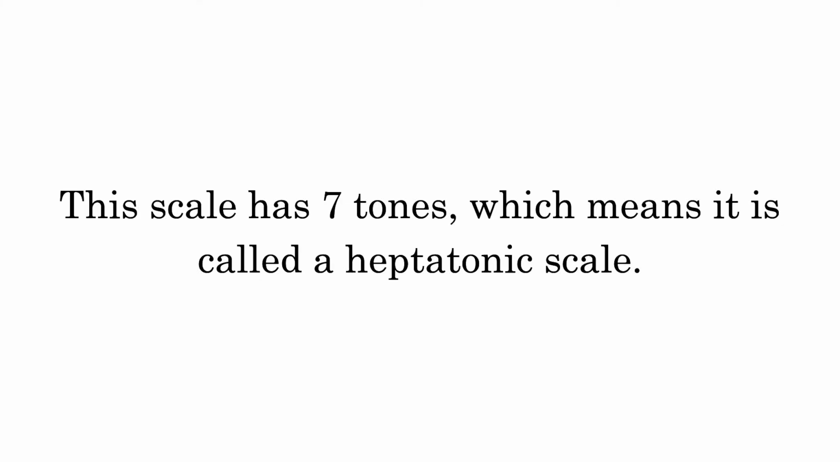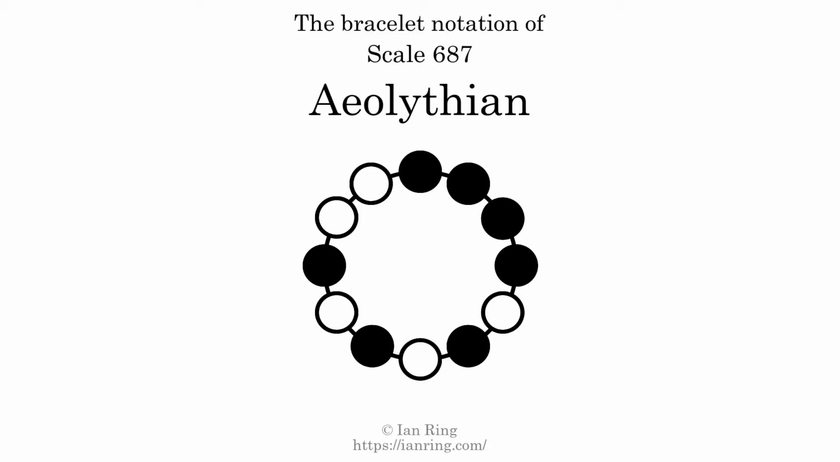This scale has 7 tones, which means it is called a heptatonic scale. This is a bracelet notation diagram of scale 687. The shaded circles represent tones that appear in the scale, and they are read clockwise, starting at the top.